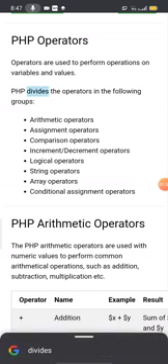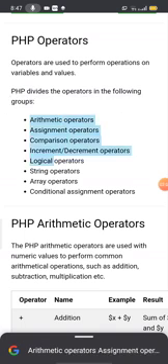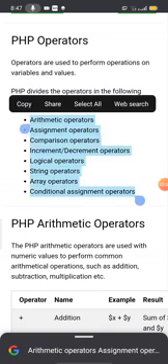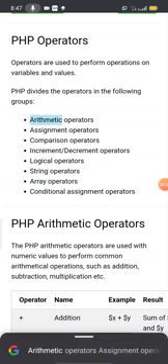Now PHP divides the operators into the following groups. PHP has defined operators in the following groups. The very first is the arithmetic operator. Let us see one by one. Another is the assignment operator, then the comparison operator, then the increment and decrement operator, then the logical operator, then the string operator, and array operators, and last the conditional assignment operator.